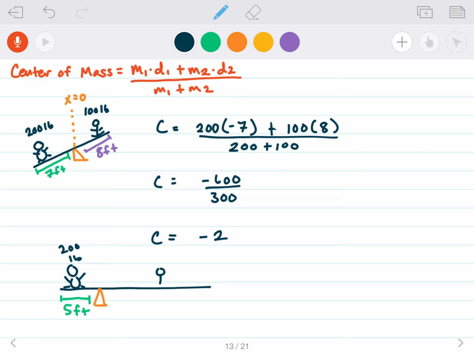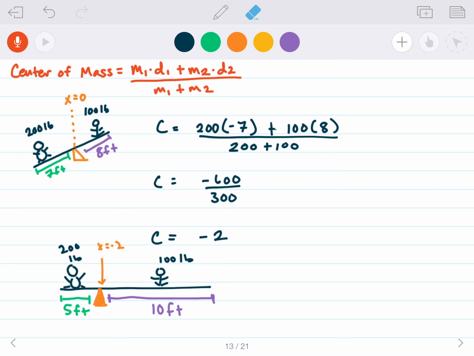But this guy, this 100-pound guy, well, it moved to the left 2 units. So he's not 8 feet away anymore. He's actually 8 plus 2 feet away, 10 feet. He's 10 feet away. So this is the point right here. This is -2. This is the center of mass.